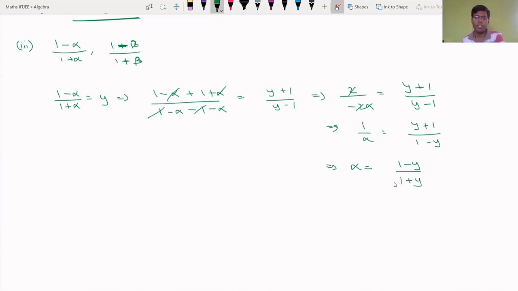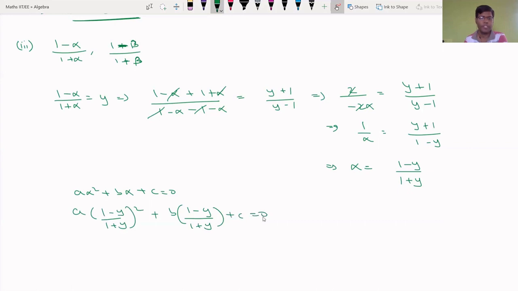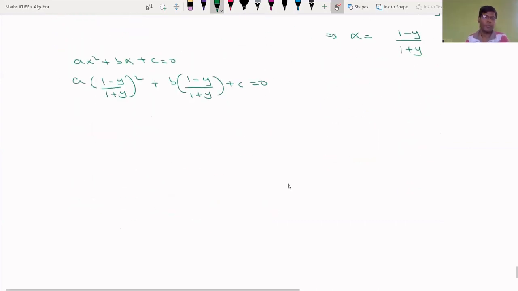So this is how I will get my alpha. Now again put back my alpha in the equation because it is the root of that equation. Now instead of alpha, I can substitute this. I will get a multiplied with 1 minus y by 1 plus y whole square plus b multiplied with 1 minus y by 1 plus y plus c is equal to 0. So now we'll get a quadratic equation which will be our required quadratic. So let's simplify it. Let's multiply 1 plus y square throughout.